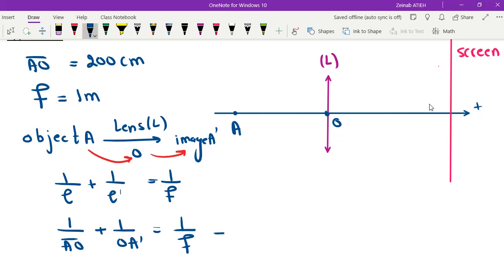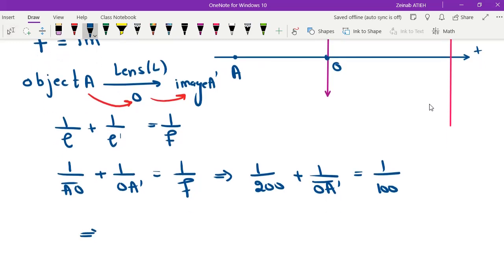So let's substitute. I will substitute everything in centimeter and the answer will be in centimeter. So we've got 1 over 200 plus 1 over OA prime. Remember, we are looking for the position of A prime, so OA prime is unknown, equals 1 over F. Since F is given in meter, I have to substitute everything in centimeter. So I will substitute F as 100 centimeter.